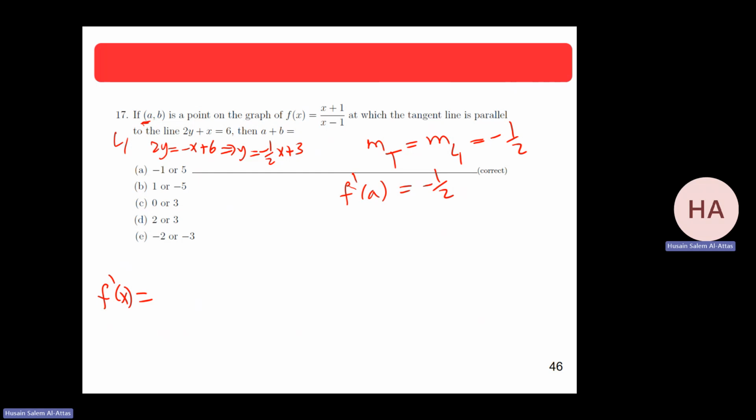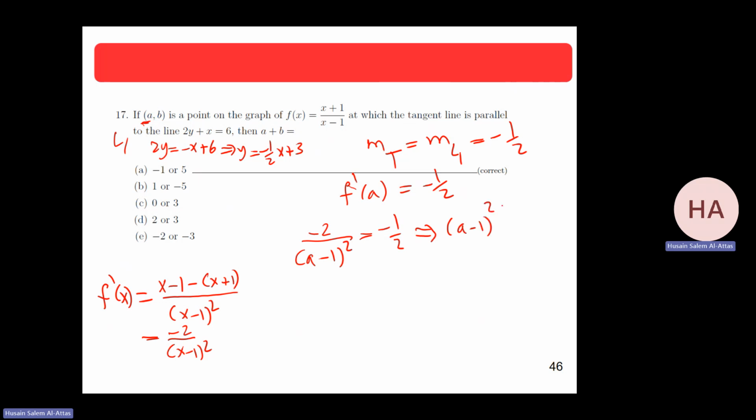Okay, so I have the derivative of the first numerator, that will be x minus 1 minus x plus 1 over x minus 1 squared. If you do x minus x cancelled, you have minus 2 over x minus 1 squared. So I have minus 2 over a minus 1 squared is equal to minus half. Almost the same. So I have a minus 1 squared equals 4. Minus cancels, so I have 4. So I have a minus 1 equal plus or minus 2.